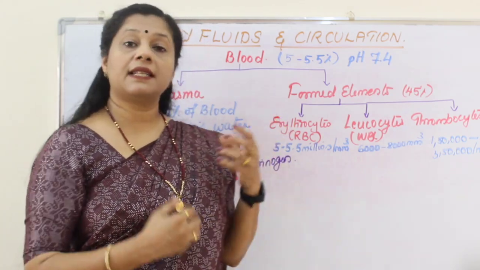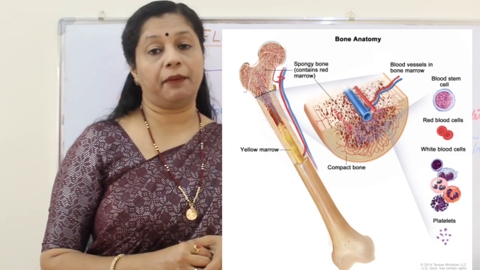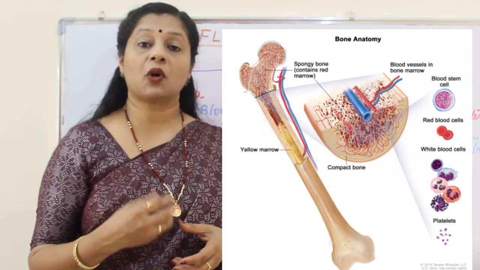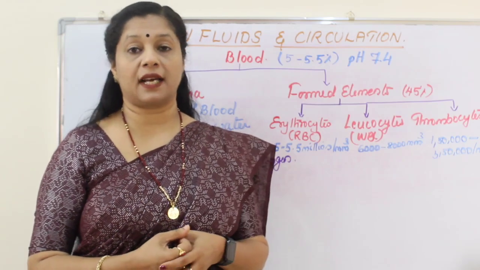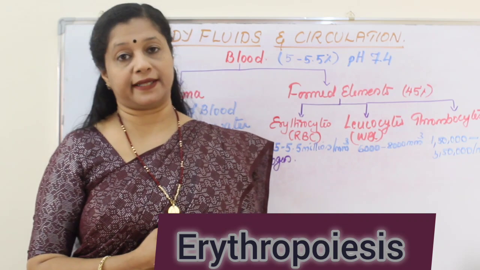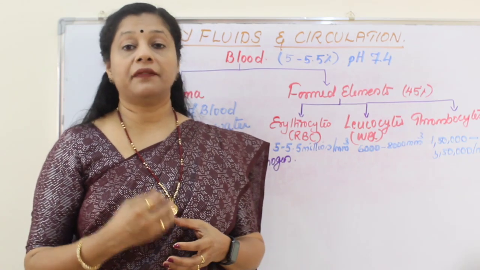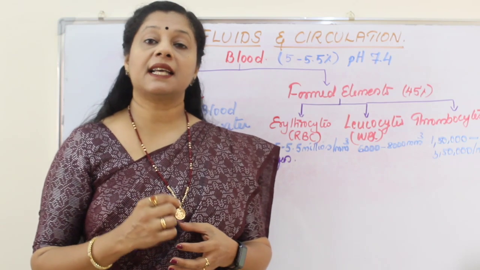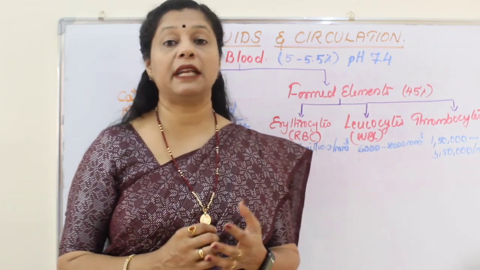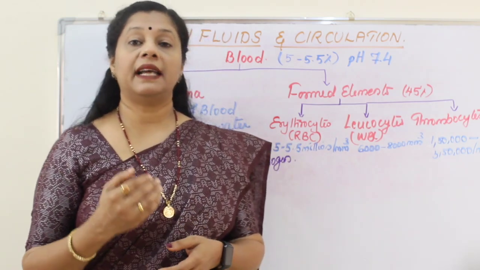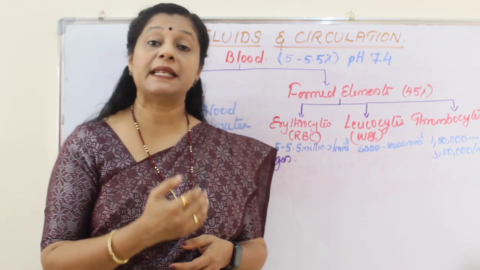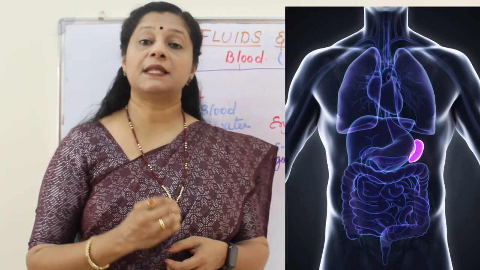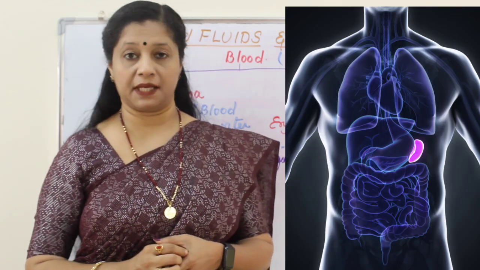Then erythrocytes are formed in our bone marrow. And this process of formation of erythrocytes or RBC is called a erythropoiesis. After the lifespan, do you know what is the lifespan of RBC? It is 120 days, that is approximately 4 months. After that, they are destroyed in our organ called a spleen. So we can call spleen as the graveyard of RBC.